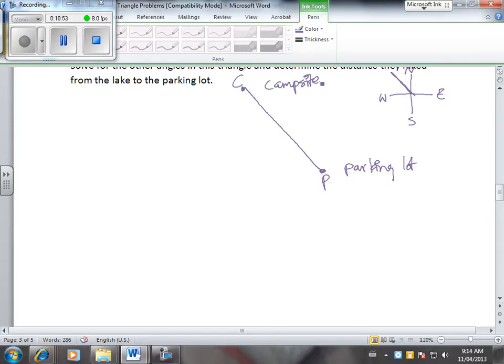Okay, and then they walked, and that was 12.4 kilometers. Then they turned south, so they went straight down for 7 kilometers. Okay, and they went to the lake, and I'll just make that a little bit shorter. And again, this won't be to scale. So they went to the L for the lake. But then a storm moved in, so they hiked back to the parking lot at an angle of 30 degrees. And we're looking for this length here. So this would be length C.